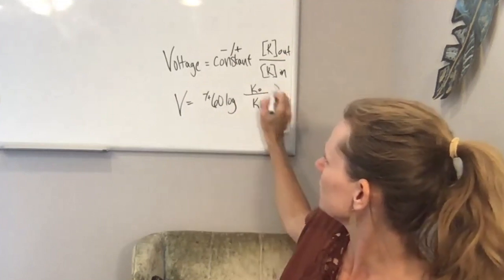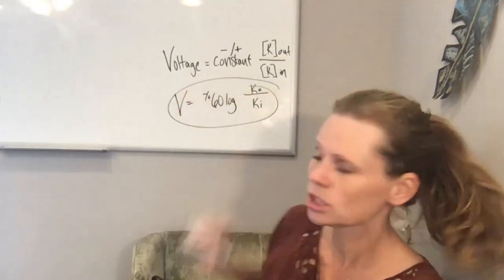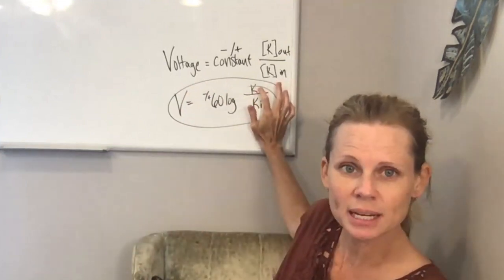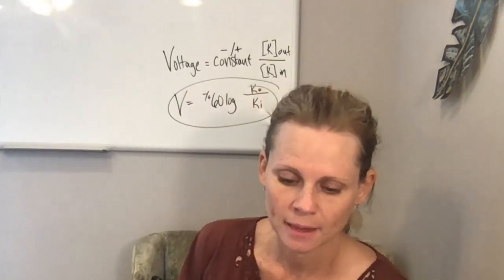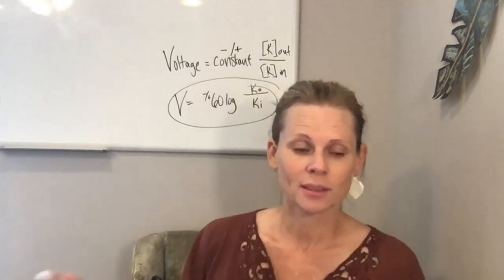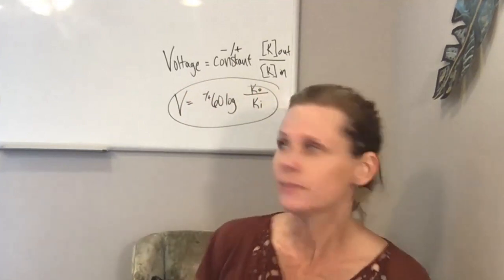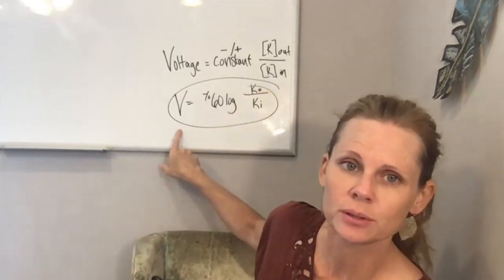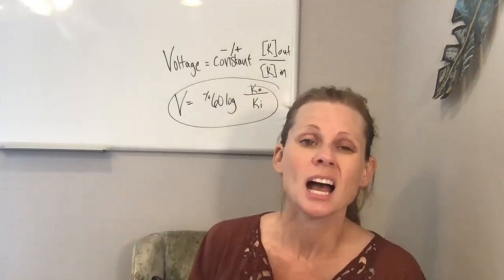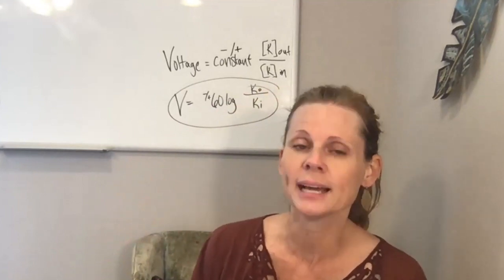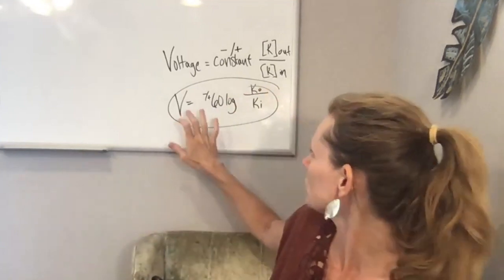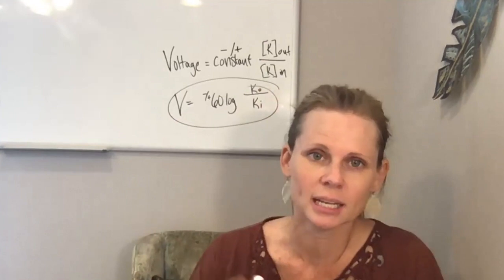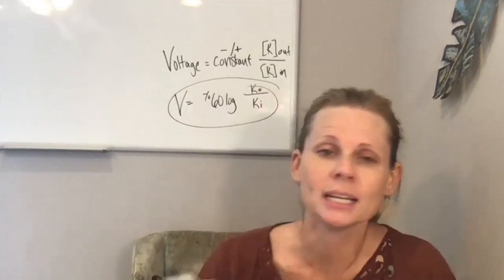This would give me the voltage that I would expect across a membrane if I knew how much potassium was outside and how much potassium was inside. So if I know one of these and one of these, then I can figure out this one. You know how math equations work. As long as I know 2 out of these, I can predict what the other one will be. So if I know the voltage and I know the potassium inside, then I can tell you how much potassium should be outside.